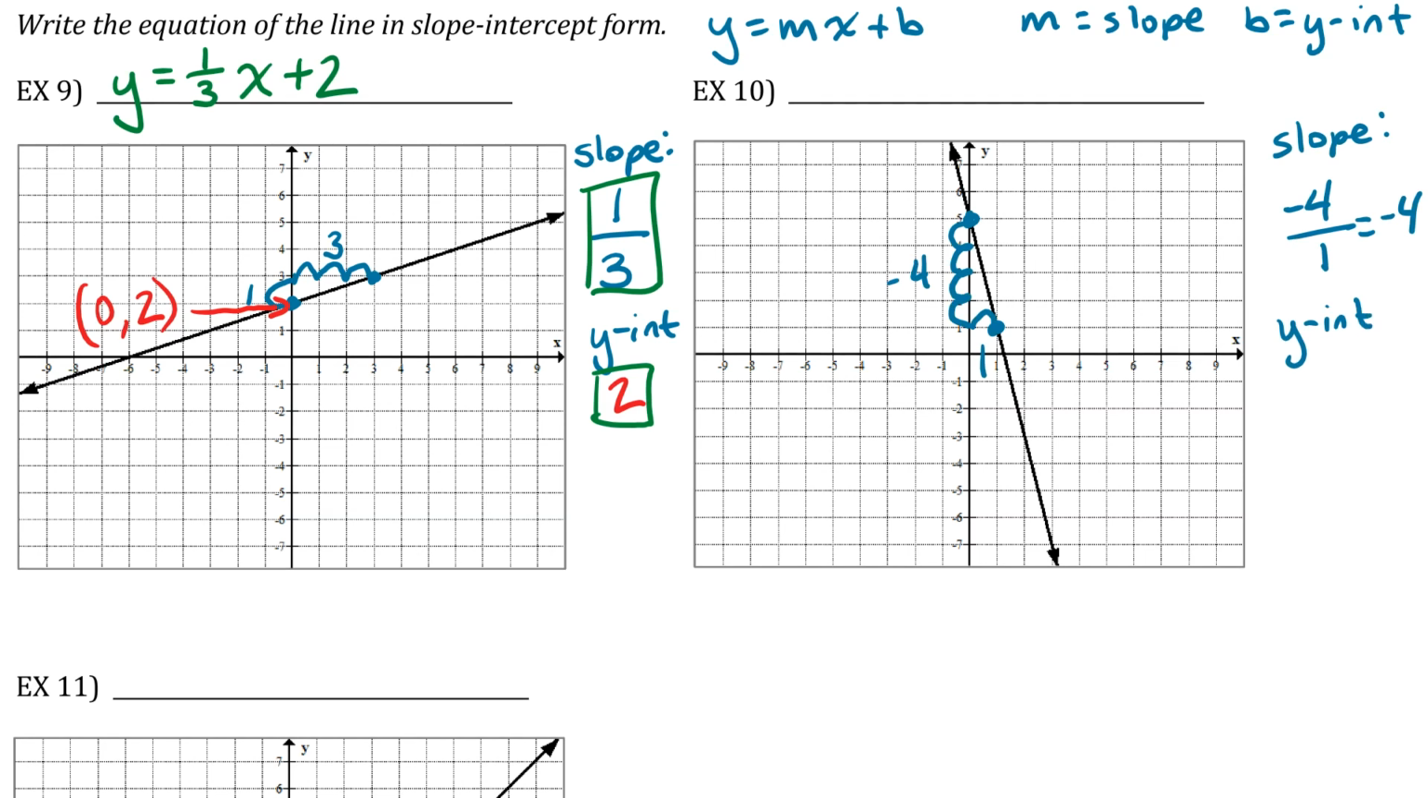For our y-intercept, we're just going to look at where it crosses the y-axis. So in this case, it crosses up here at 0, 5. So the 5 is what we're going to need. Put those 2 things together, and we end up with y equals, our m was -4, x plus b, which was 5. So y equals -4x plus 5 is our answer.